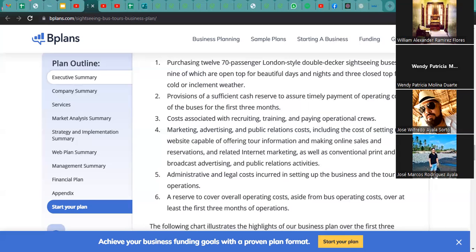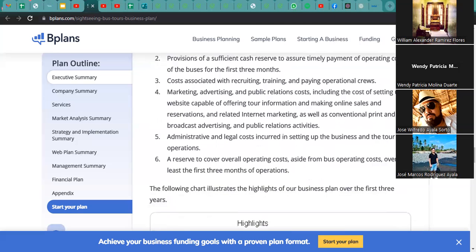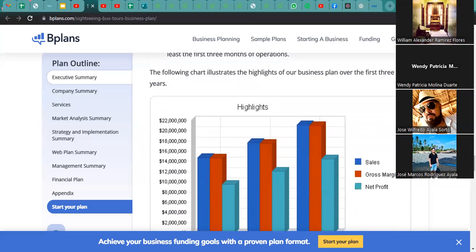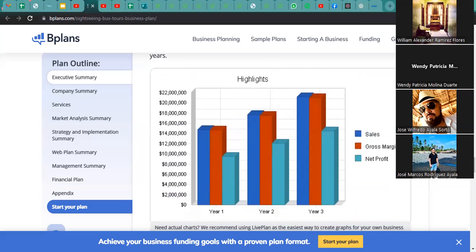So you remember that at the very beginning, of course, you spend a lot of money and probably you are not going to see any profit. So you need to guarantee that everything is going to be working properly. And here is like a chart, okay, with some highlights about what they expect, right? So it says highlights of the business plan over the first 3 years.